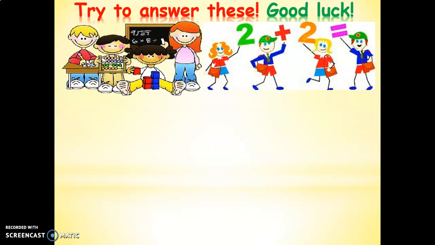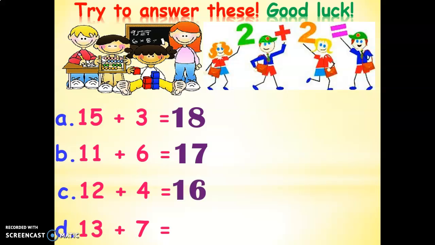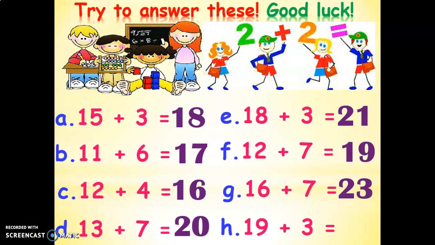And for the last round of our practice, try to answer these addition equations. 15 plus 3 equals 18. 11 plus 6, the answer is 17. You have 12 plus 4, the answer is 16. 13 plus 7 equals 20. You have 18 plus 3, the answer is 21. 12 plus 7 equals 19. 16 plus 7 equals 23. And for the last one, you have 19 plus 3, the answer is 22.